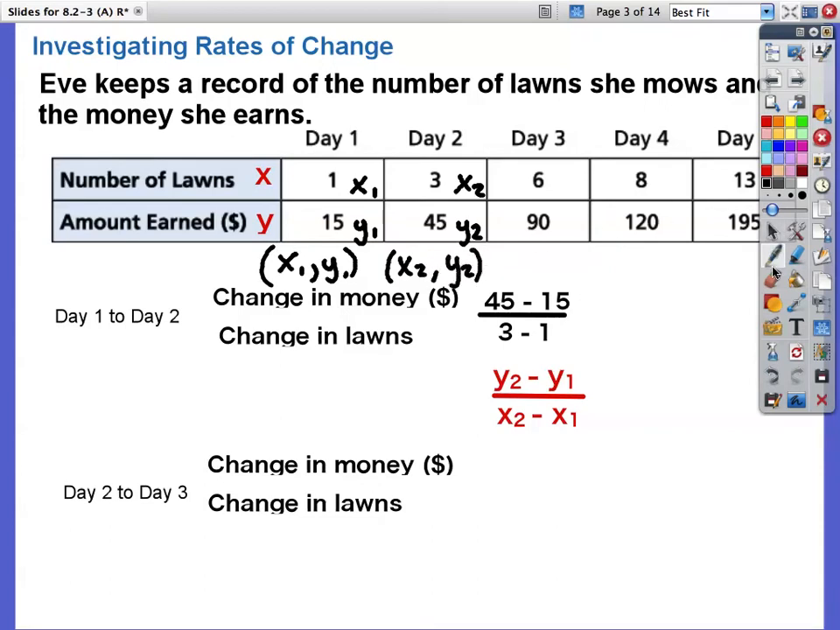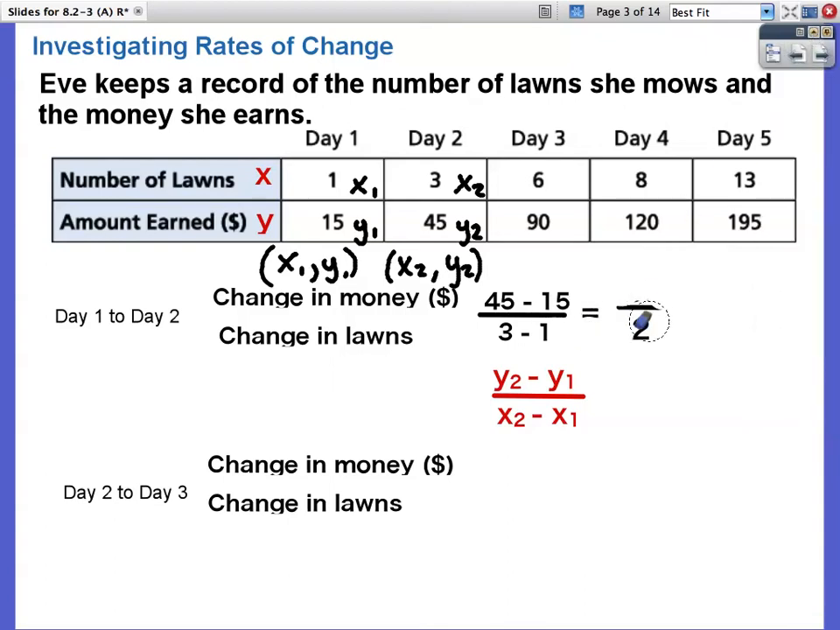And when we go to the graph, it's going to make a little more sense. Right now, we're just working off of a table. So if we continue the math on this, it's just a simple matter of simplification, and we end up with 15. 45 minus 15 is 30. 3 minus 1 is 2. And so that gets us our 15.